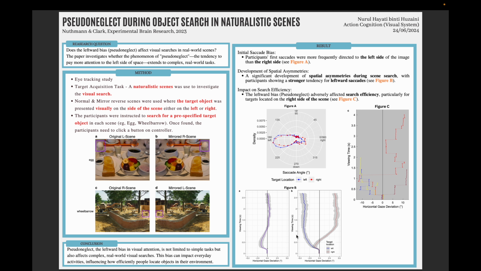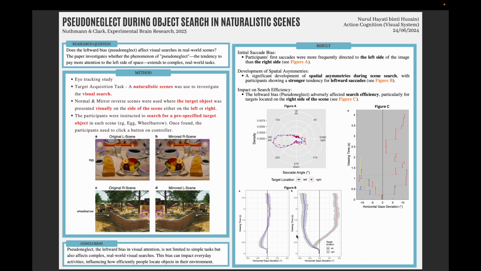The primary question posed by Nuthmann and Clark's study is, does the leftward bias, or pseudoneglect, affect visual search in real-world scenes? Pseudoneglect is the tendency to pay more attention to the left side of space, typically observed in simple tasks. So this study investigates if this bias extends to complex visual search in naturalistic scenes.